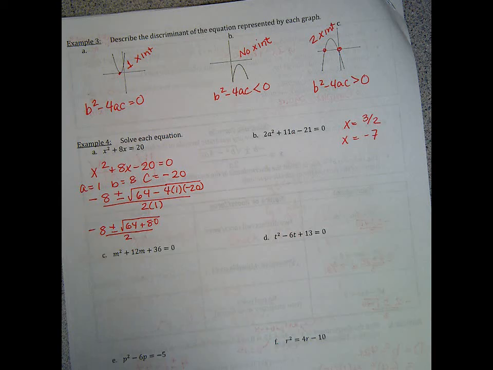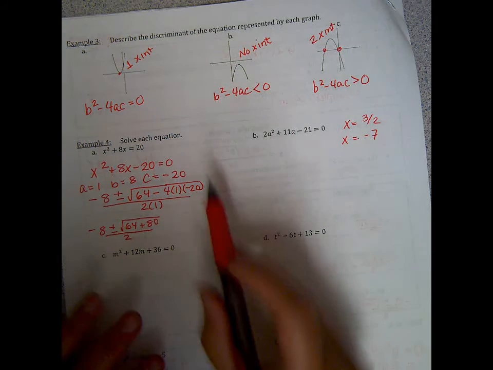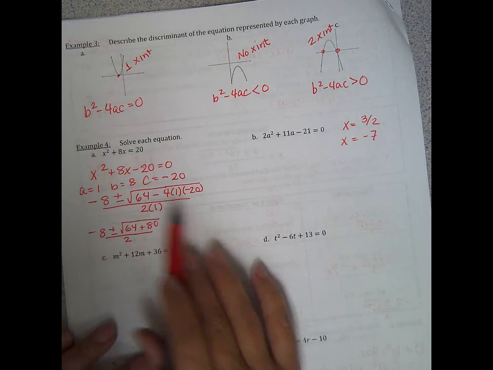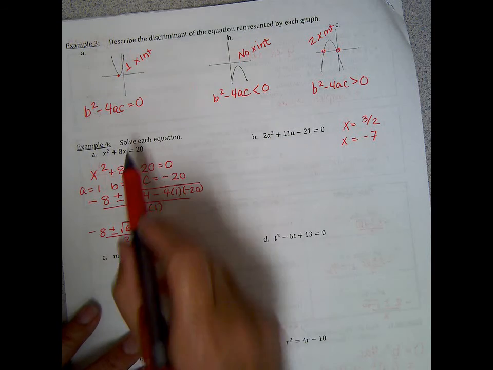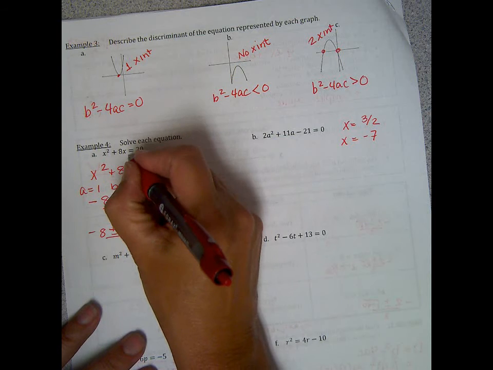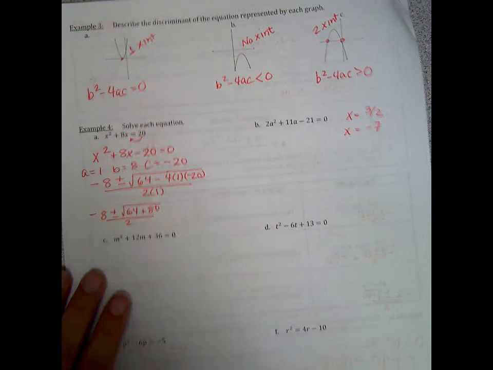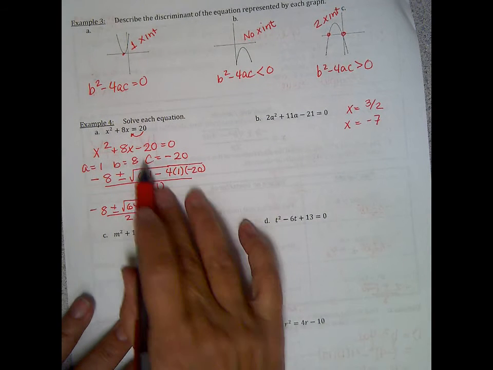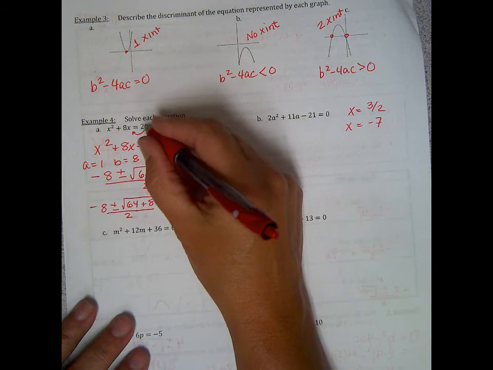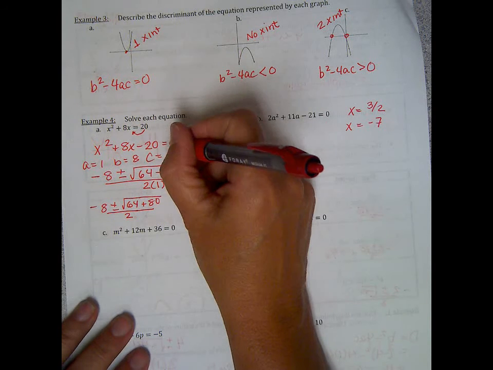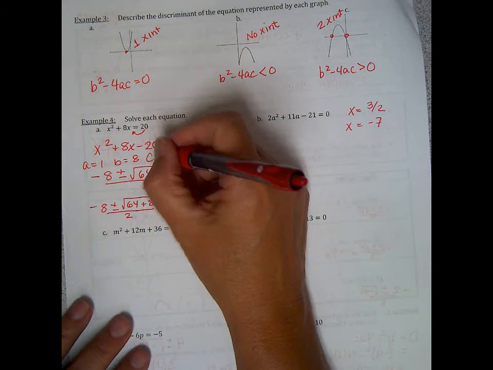So on this first one, A is 1, B is 8, C is -20. And be careful when you have this negative and negative here. Well, first of all, don't forget it has to equal 0 to use the zero product property. So you needed to bring that -20 over first. It has to be set equal to 0 before you find what C is.